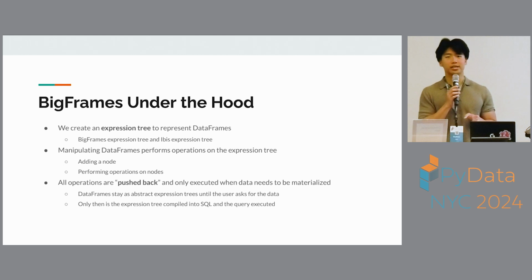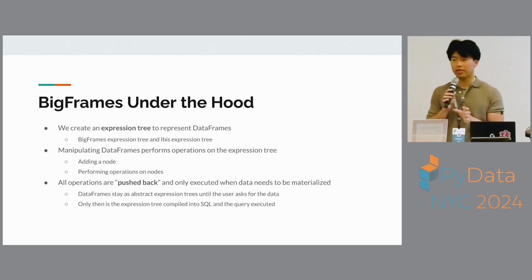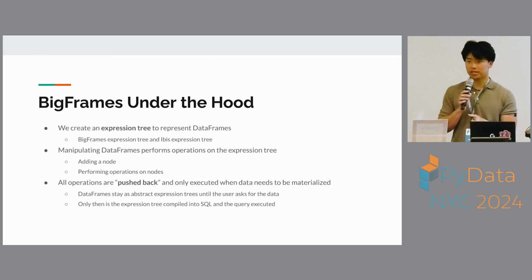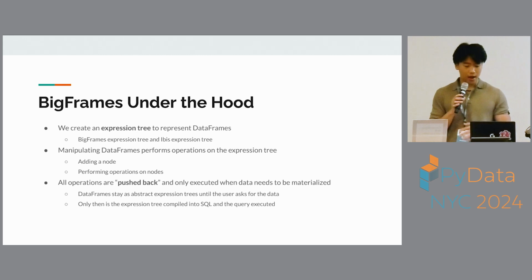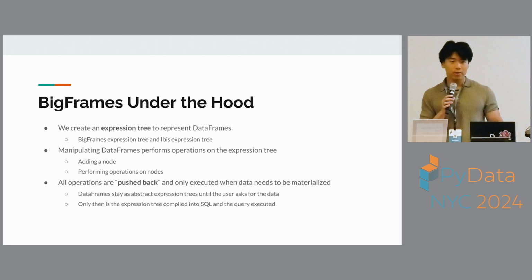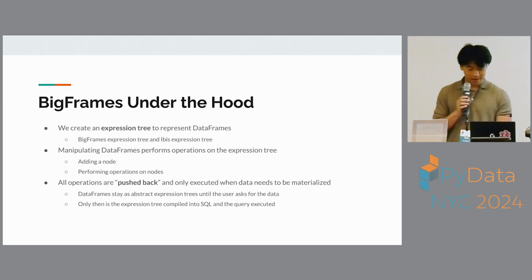What this means is you could have a data frame that initially starts off with 1 terabyte of data, and every single time you perform an operation, you don't actually query that amount of data until you get down to, say, I want to see the top 5 rows in this data frame, and only then would you execute your query, and all those operations would be run. This means that the data frames stay as abstract expression trees until the user asks for the data, and the way we end up generating the SQL is we compile our BigFrames expression tree into an IBIS expression tree, and then we compile that IBIS expression tree into SQL.